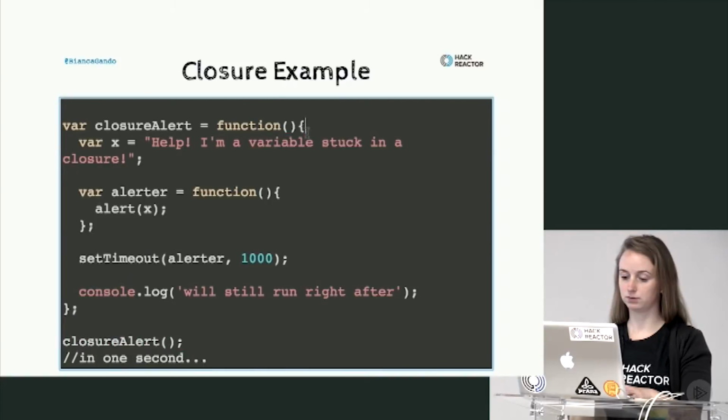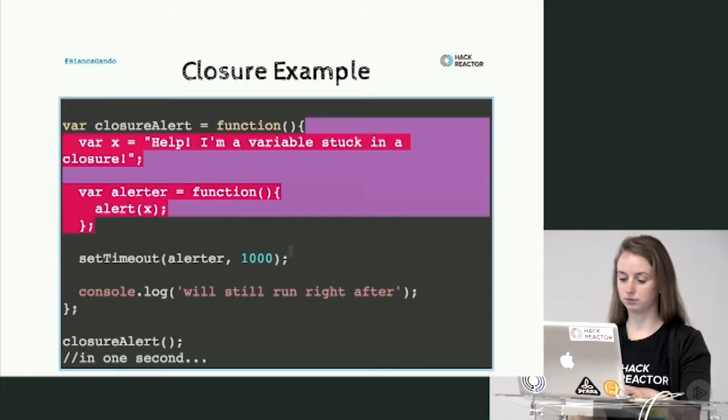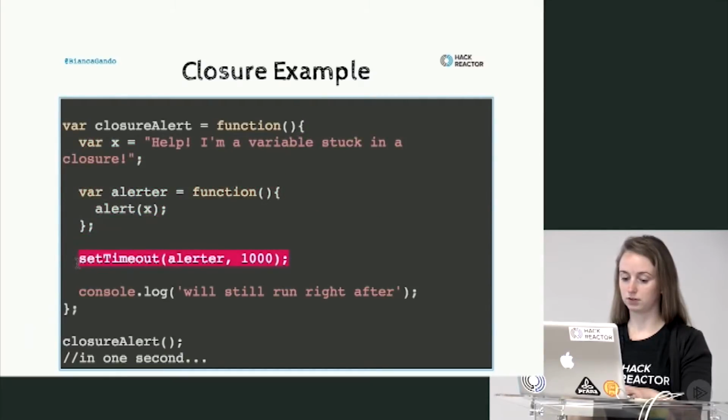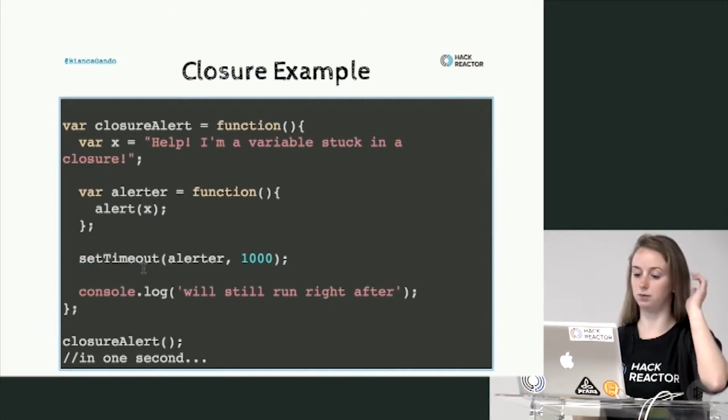I would set X, skip the next function, and I would hit the timeout. I would wait a second. Then I would run the alerter function. I would go back up and set X. Let me just stop you there.